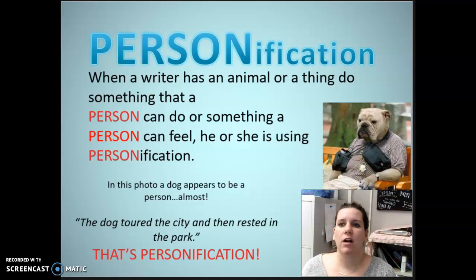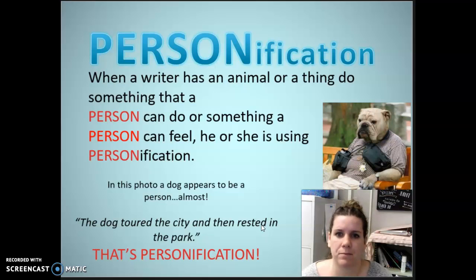So when a writer has an animal or thing, something that is not human, do something that a person can do or something a person can feel, they're using personification. For example, in this photo, the dog appears to be almost human. It says the dog toured the city and then rested in the park. Dogs don't really tour the city. So the author is using the word dog, that's your non-human object, and she's personifying it by saying that they toured the city and then maybe rested. A dog could rest though, so I wouldn't say that's personification, but definitely toured. Humans are going to tour a city.